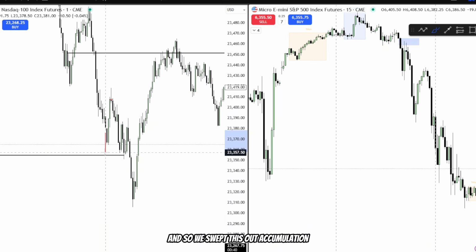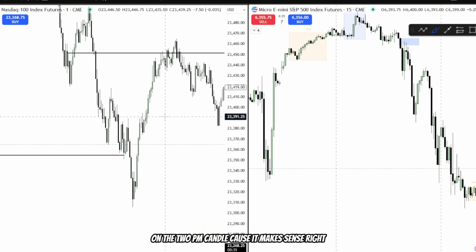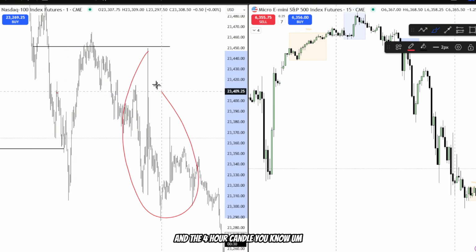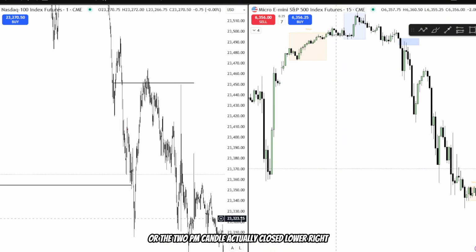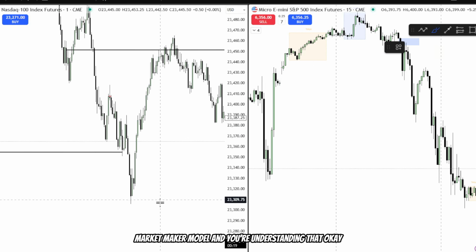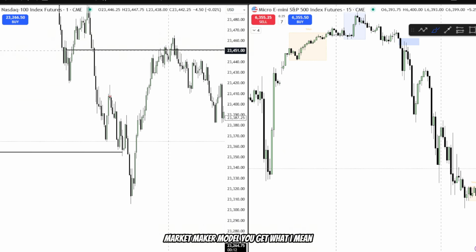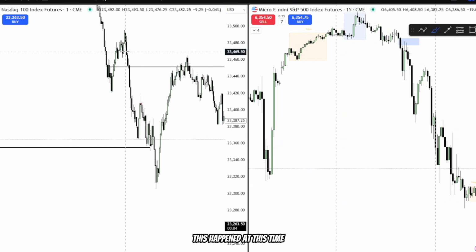And so we swept this out, accumulation, manipulation, and distribution, and this would be a beautiful setup on the 2 p.m. candle because it makes sense. Even though the market dumped after this and the 4-hour candle, actually, the 2 p.m. candle actually closed lower, this is still an A plus setup. Why? Because you're understanding the higher time frame market maker model, and you're understanding that, okay, I'm trading a retracement of that higher time frame market maker model. You got what I mean? So it all connects, and there's a reason why this happened at this time.